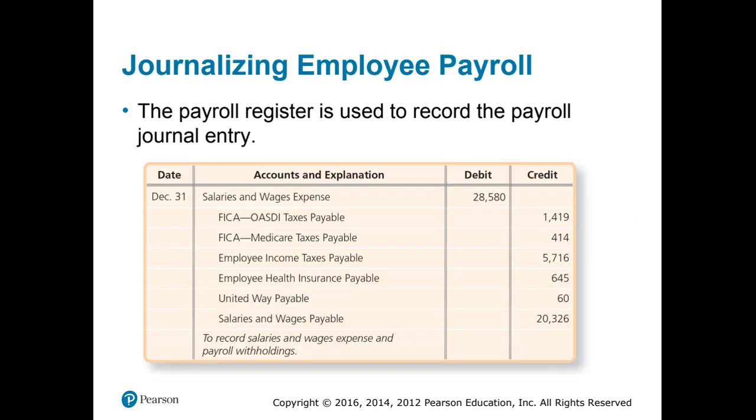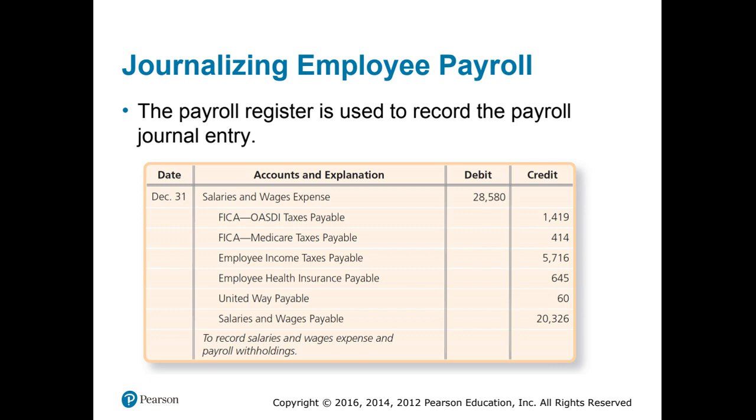So the payroll register is used to record the payroll journal entry. And so here we have a payroll journal entry. There's a lot of lines on here. So first what we're going to do is we're going to debit our salaries and wages expense. And as we noted on the prior slide, that's going to include everything. So we have one line for that, and that total debit is the full amount for $28,580.